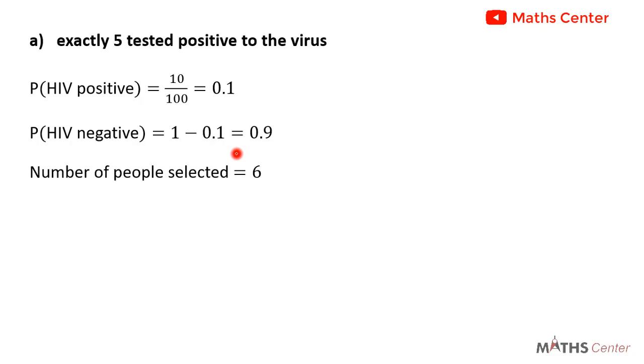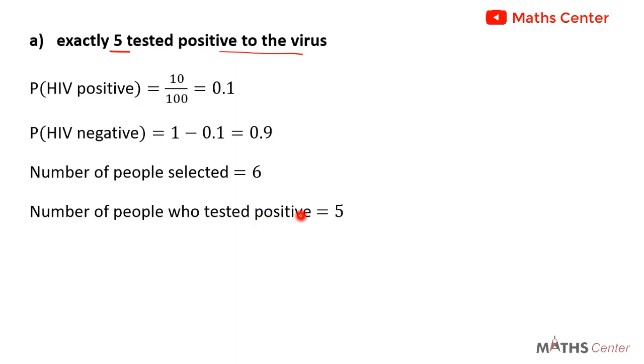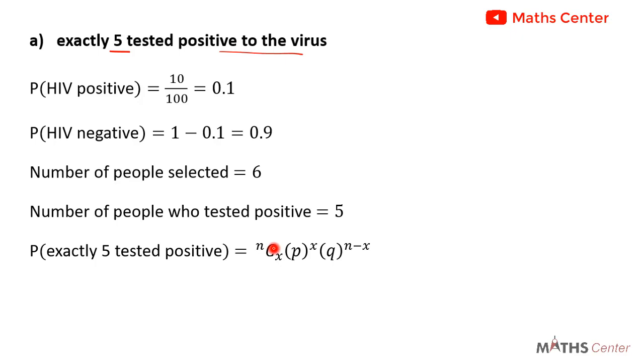The question says that 6 people are selected from the community. So the number of people selected is equal to 6. Here, we want to find the probability that exactly 5 of them tested positive to the virus. That is, exactly 5 of them are HIV positive. So the number of people who tested positive is equal to 5. The probability will be given by n combination x, p exponent x, q exponent n minus x. N will be the number of people selected, which is 6. X will be the number of people who tested positive, which is 5.